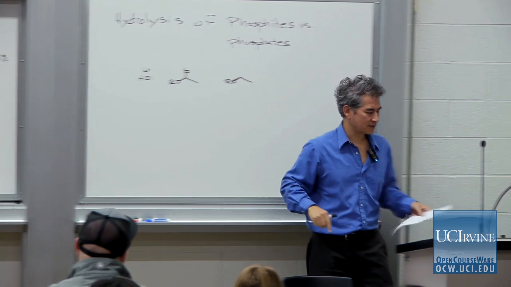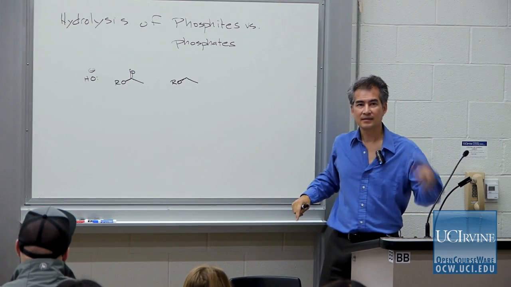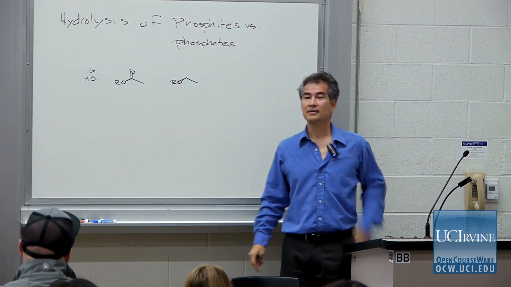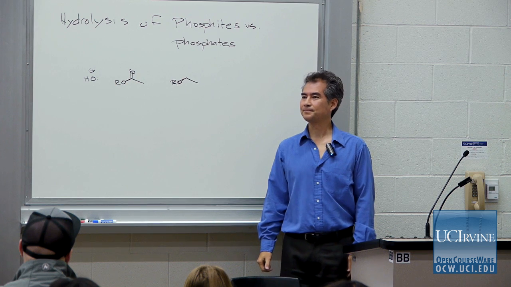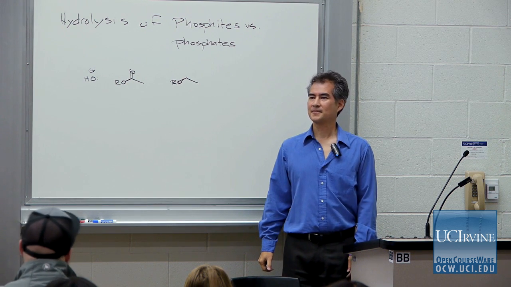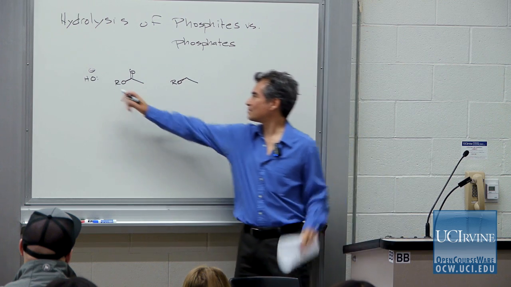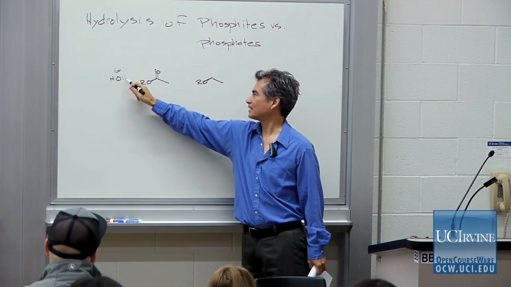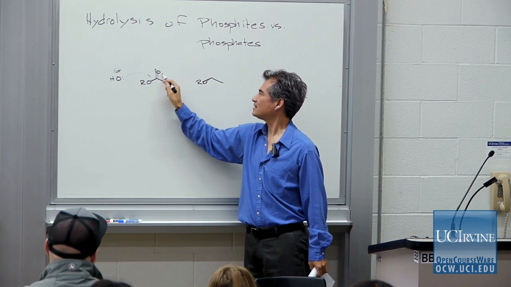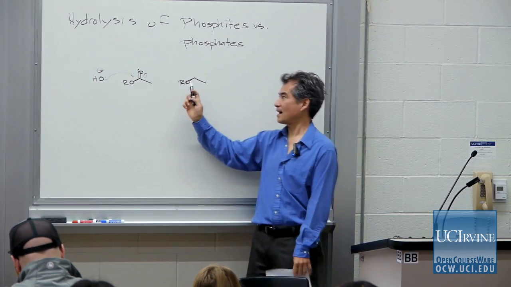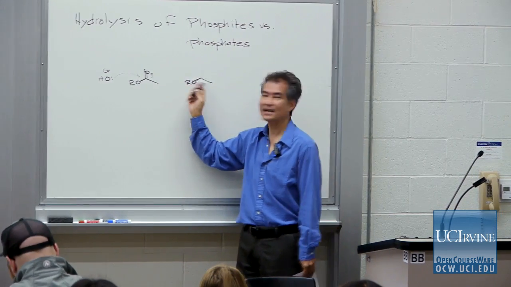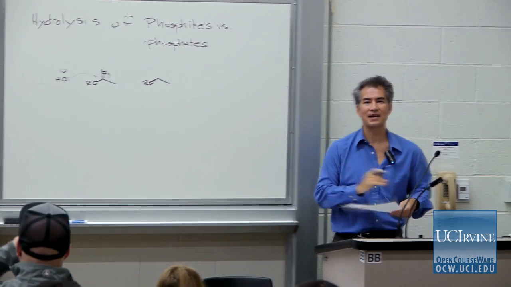Which of these is easier to attack with alkoxide? The ester or the ether? Yeah, the ester. This is very easy to attack, a carbonyl. I don't know of any way to get a hydroxide anion to attack an ether and do an SN2 reaction.